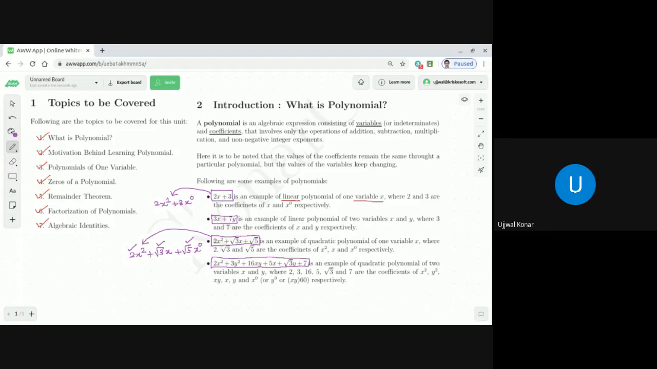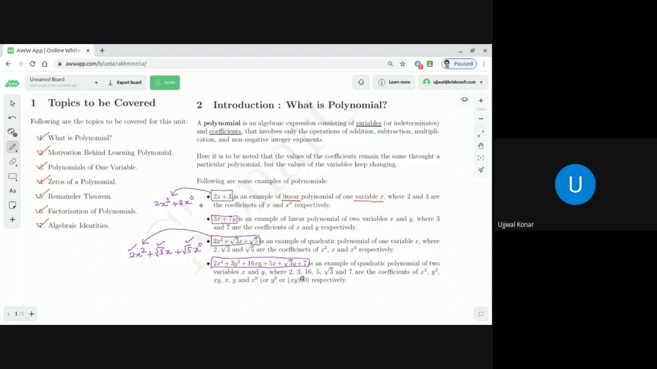And what is the coefficient of x square? The coefficient of x square is 2, the coefficient of y square is 3, the coefficient of xy is 16, the coefficient of x is 5, the coefficient of y is root 3, and for the constant term, you can write x power 0 or y power 0 or x y power 0. It is actually 7.